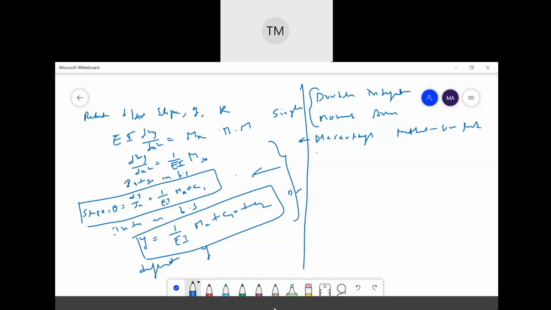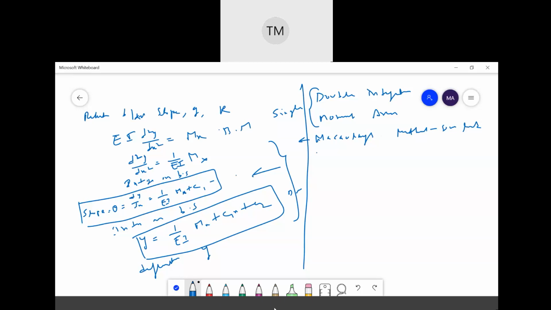So first, double integration method is nothing but the process which you have done here. First, you will take the moment about x, then you will integrate one time and get a slope. You will apply the boundary conditions and find the value of c1, then again you will integrate and calculate the value of c2 by using the boundary conditions, then you will get a deflection. This is the method of double integration.